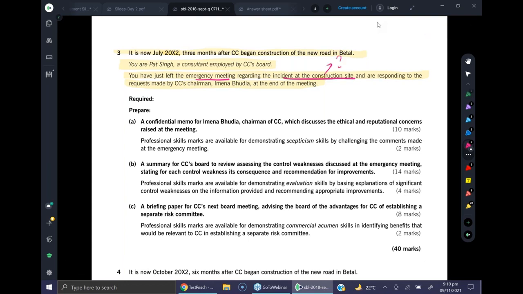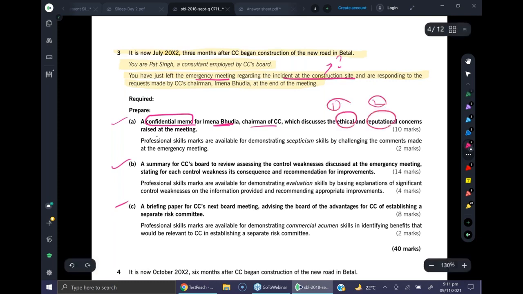So there are 3 parts of question number 3. Part A is prepare a confidential memo. The format of the memo and confidential memo is the same except you write confidential memo and not simple memo as the heading, right? So confidential memo for Amina. So you have to write this for Amina. Do you know who is Amina? The chairman of CC, which discusses the ethical and reputational concerns raised at the meeting. So I'll have to find out which exhibit has the information on this meeting and what ethical and reputational issues. How many points? 5 points minimum.